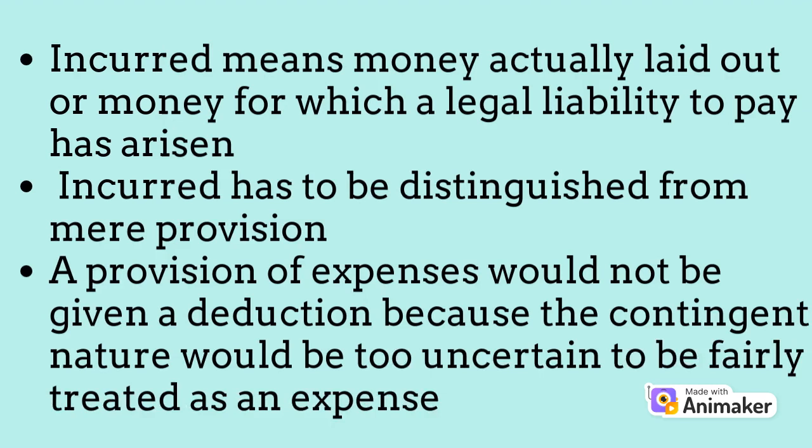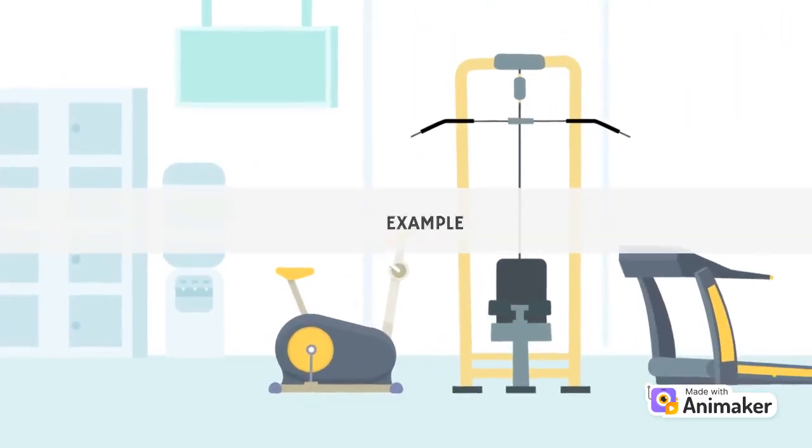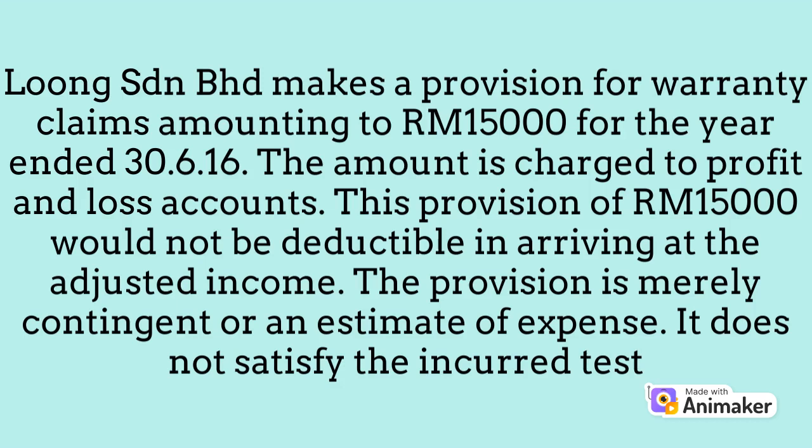Incurred has to be distinguished from mere provision. A provision of expenses would not be given a deduction because the contingent nature would be too uncertain to be fairly treated as an expense. Example: Long SDN BHD makes a provision for warranty claims amounting to RM15,000 for the year ended June 30, 16. The amount is charged to the profit and loss account. This provision of RM15,000 would not be deductible in arriving at the adjusted income. The provision is merely contingent or an estimate of expense. It does not satisfy the incurred test.